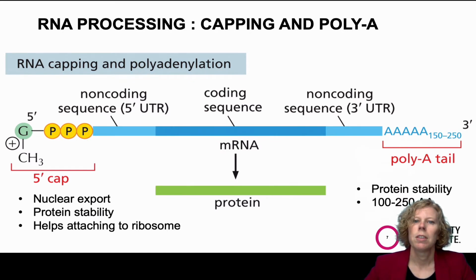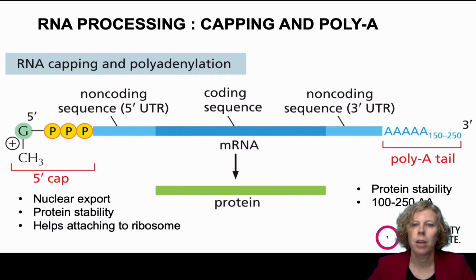All eukaryotic mRNA, or messenger RNA, molecules are modified by capping and polyadenylation. A eukaryotic mRNA has a cap at the 5' end and a poly-A tail at the 3' end. In addition to the nucleotide sequences that code for protein, most mRNAs also contain non-coding sequences. The non-coding portion at the 5' end is called the 5' untranslated region, or 5' UTR, and at the 3' end is called the 3' UTR.